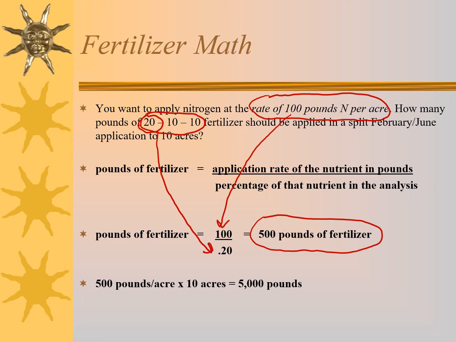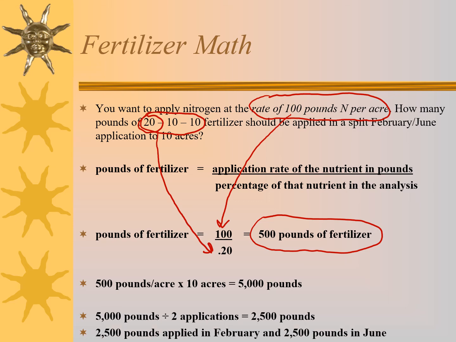But remember, the problem is asking us to split this up over those 2 applications. So let's go ahead and do that. If I take 5,000 pounds and divide it by 2, that means I would be applying 2,500 pounds of fertilizer in each application. So the first one would be occurring in February, and then I would also apply another 2,500 pounds of fertilizer in June. And remember, this is over 10 acres now, not over 1 acre. So that's, I think, a nice example of how that formula can help you solve fertilizer math problems.